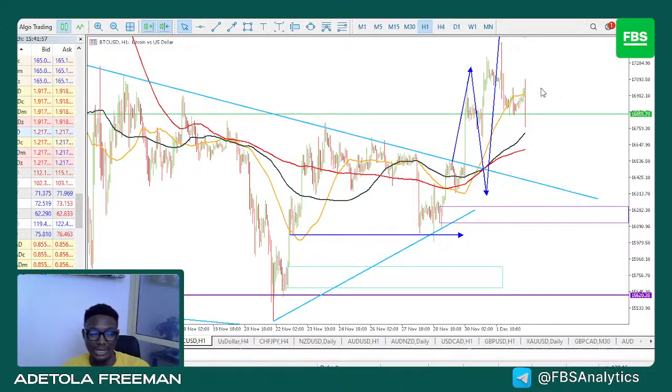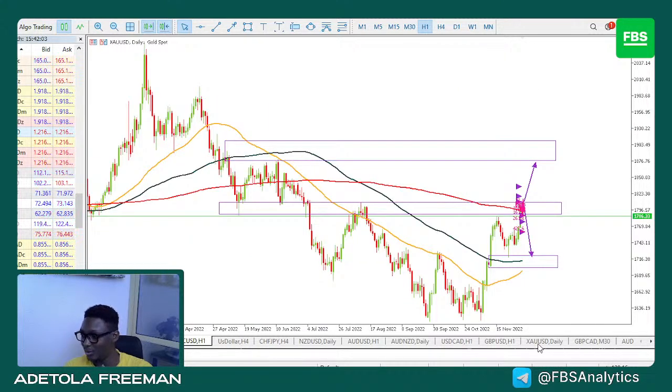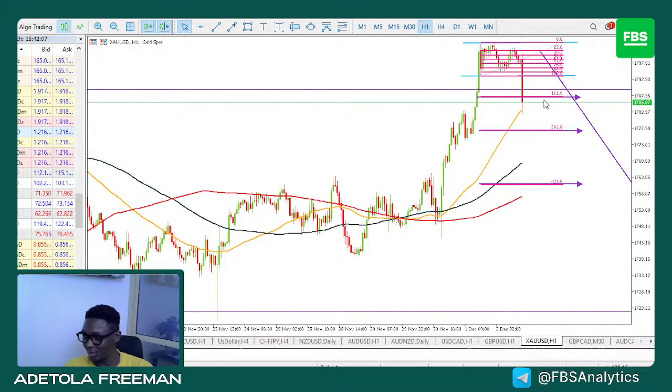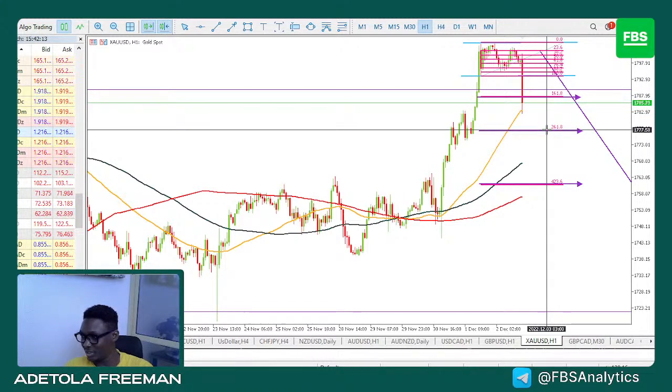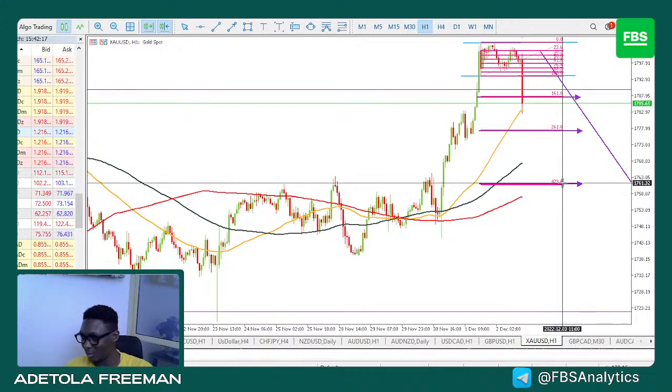Well, for gold, that is my final target, not my immediate target. We already discussed TP1, TP2, and TP3 for gold. This is TP1, price has gotten there already, 1787.5. This is TP2, which is 1777.5, and this is TP3 right over here, 1761.5.